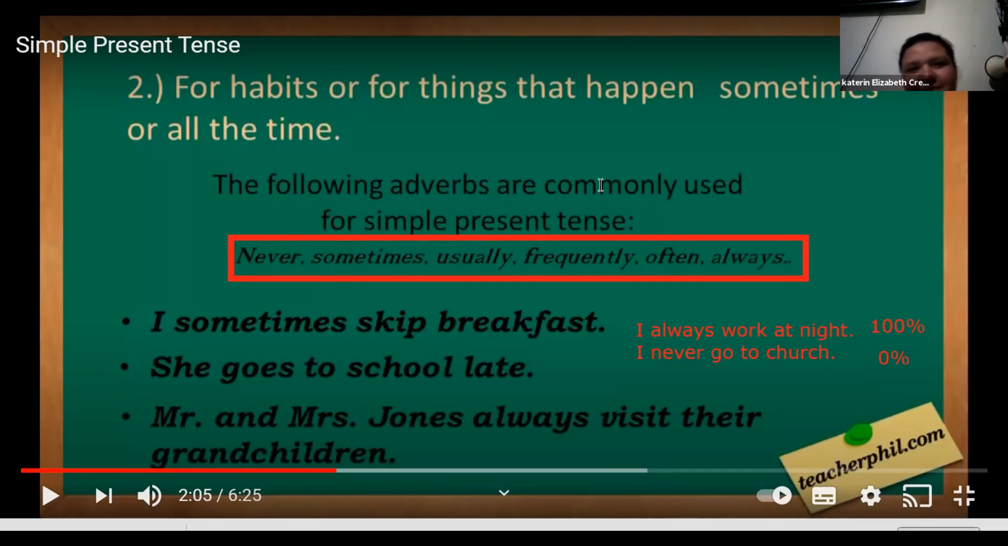I always take a shower. Okay, yes, I always take a shower. I always take a shower too. Okay, now give me an example, Catherine, using never. I never watch TV. Oh, really? No. Okay, all right. I never watch TV.